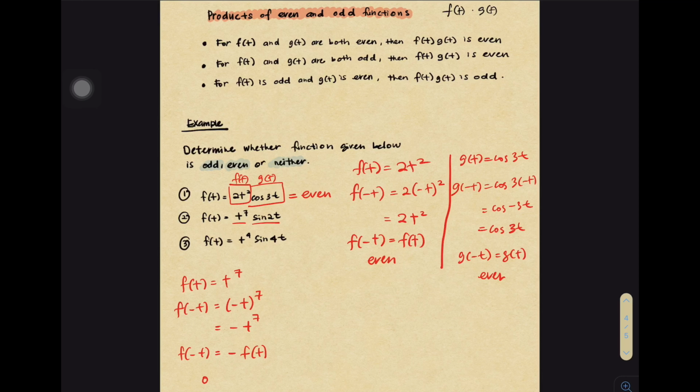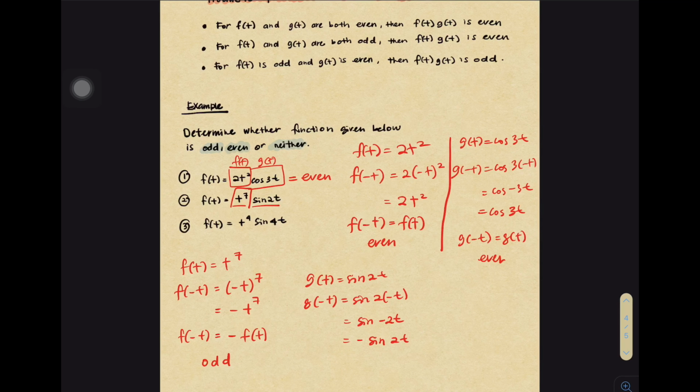Means that your function f here is an odd function. Then we have g(t) equal to sine 2t. So we have g(-t) equal to sine 2 times negative t, which is sine(-2t), where sine(-2t) is equal to negative sine 2t. So you don't get g(-t) equal to g(t), but you get g(-t) equal to negative g(t). Means that our function g(t) is an odd function.